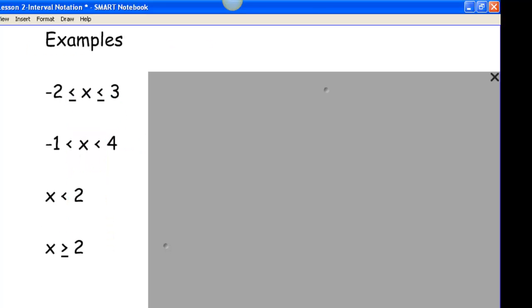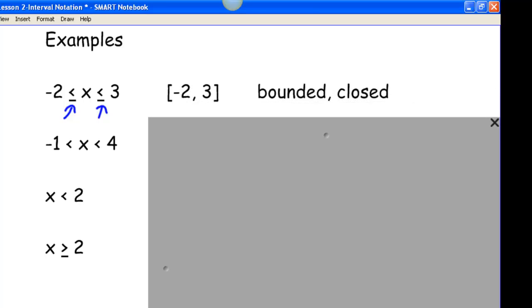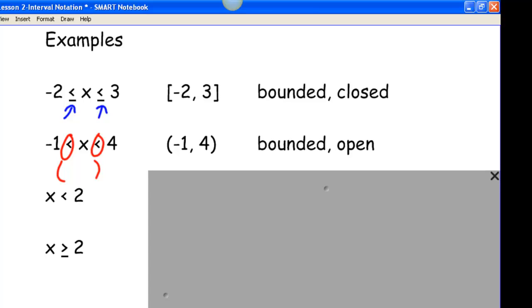Okay, so here's some examples. How would we translate -2 is less than or equal to x is less than or equal to 3 into interval notation? Well, notice how this is a closed interval because I have the equal bars. Therefore, you would have brackets, -2, 3. It is considered a bounded interval and it is closed. I have -1 is less than x is less than 4. There are no equal bars here, so it's going to imply parentheses. So I would translate that into parentheses, -1, comma 4. It's considered bounded and open.